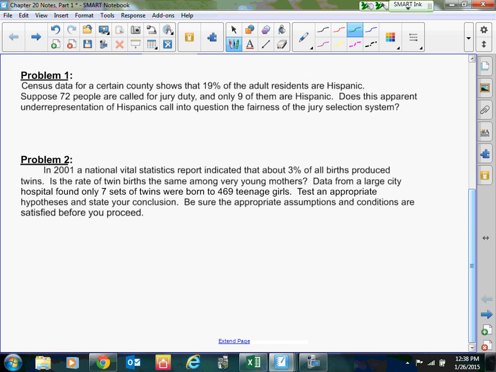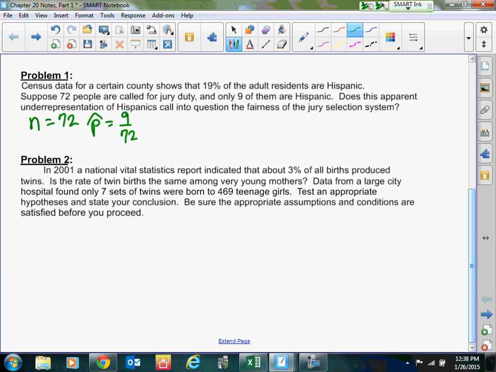Census data for a certain county shows that 19% of adult residents are Hispanic. Since that was taken from a census, that's fact. That's a done deal. 19% are Hispanic. Now, suppose 72 people are called for jury duty and only 9 of them are Hispanic. What is this telling me? What's this second sentence saying? 72 people are called. That's your sample size. And what's this 9 out of 72 representing? The sample results that you got were 9 out of 72.